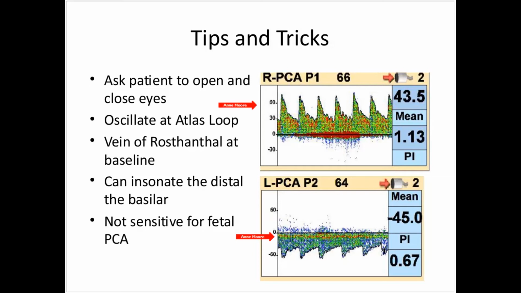And keep in mind that the P1 segment is a branch off of the basilar, and you could insonate the distal basilar. So if you find pathology in your P1 segment, such as a vasospasm, you may want to also say, like, P1 vasospasm versus distal basilar artery. And TCD is not sensitive for picking up a fetal PCA.